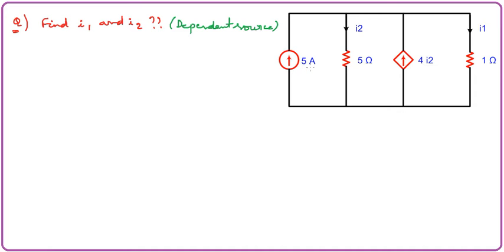So this is the current source, and this current source is feeding a 5 ohm resistor and a 1 ohm resistor, and there is one more source here. This is also a current source, and this source is called a dependent source. Its value is 4i2. That means it depends on the value of current in this branch, that is i2.